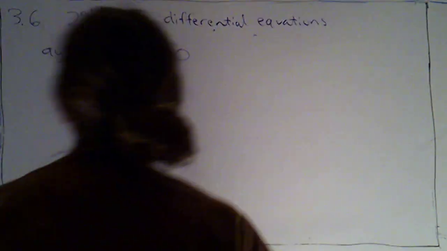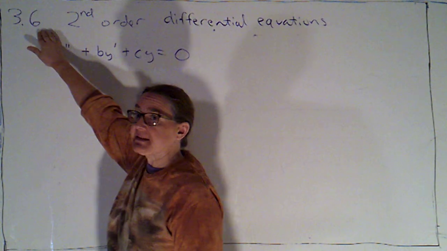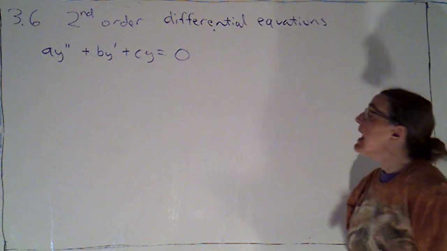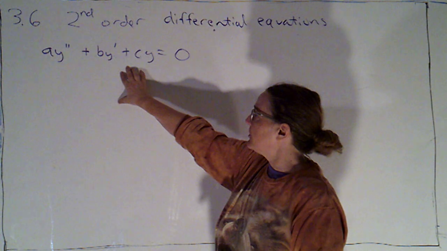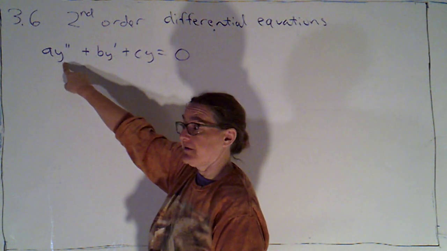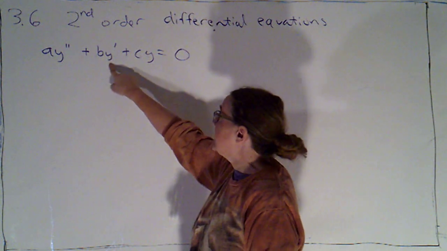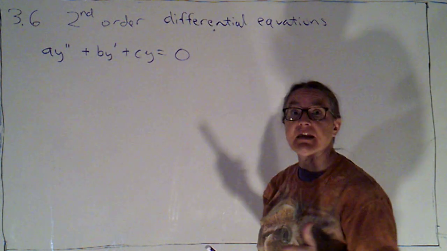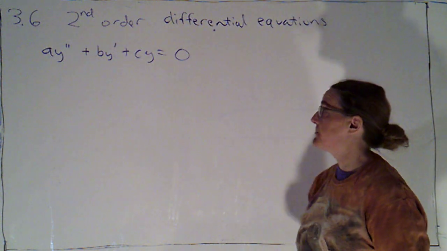Right, in this video we're going to start to look at section 3.6, where we're looking at second order differential equations. And in particular, we're looking at second order differential equations that look like this: a copies of the second derivative y double prime plus b copies of y prime plus c copies of y, where a, b, and c are just real numbers.